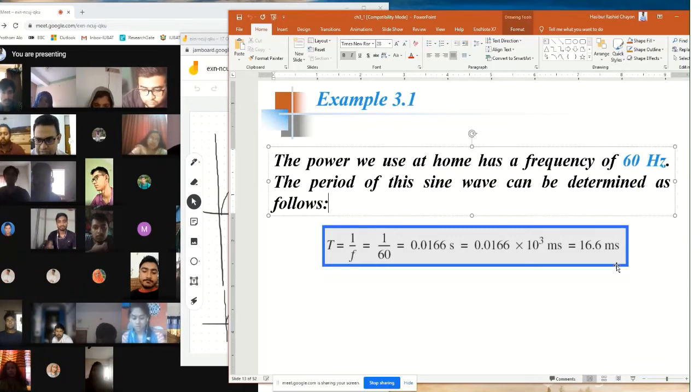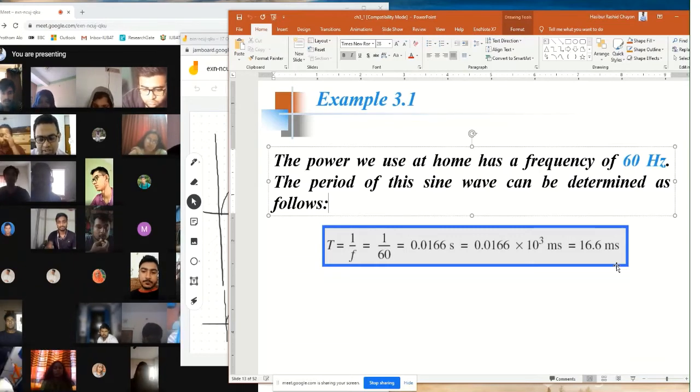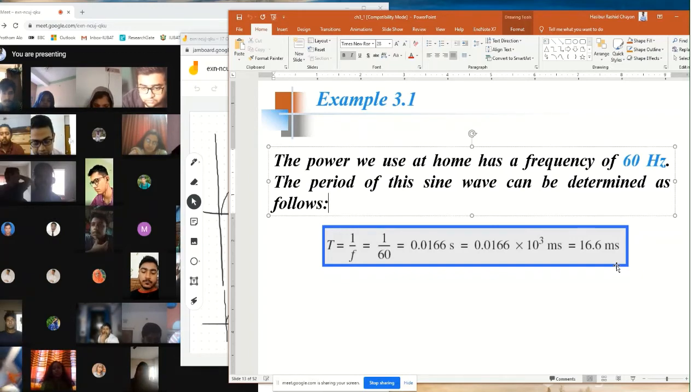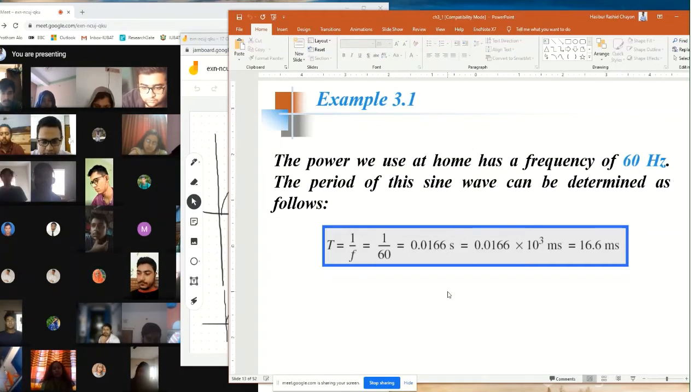So please, if you are not sure about the unit, do not write the wrong unit. Because if you write the wrong unit, the total thing is wrong. So please be very careful. Okay, so that is example number 1.